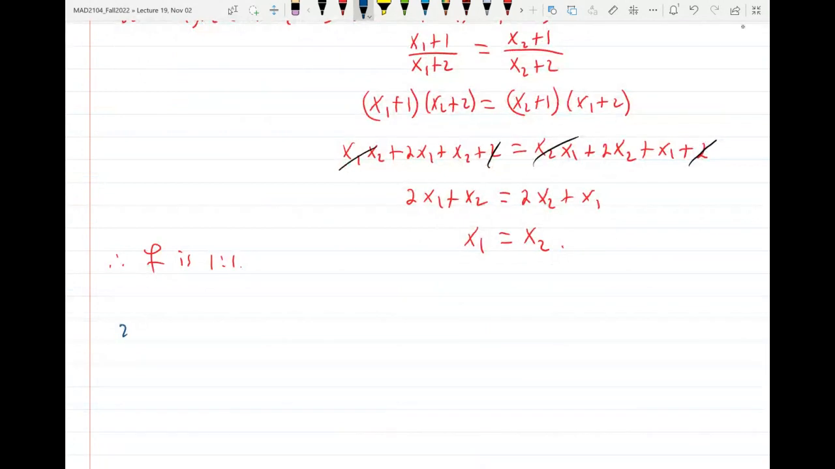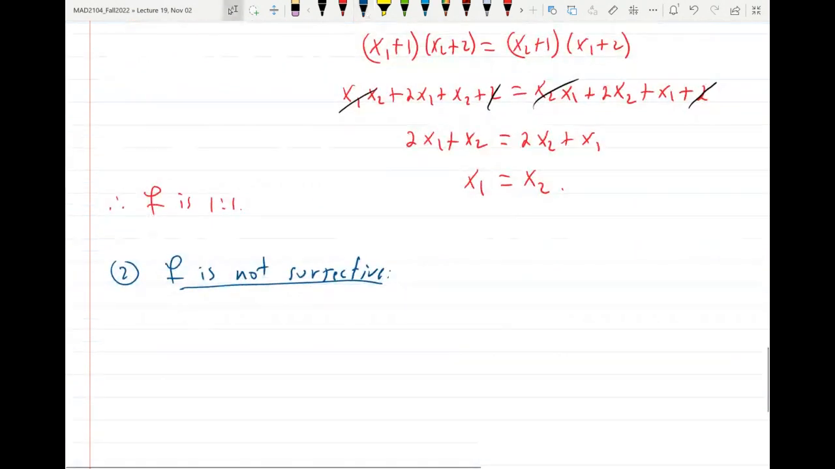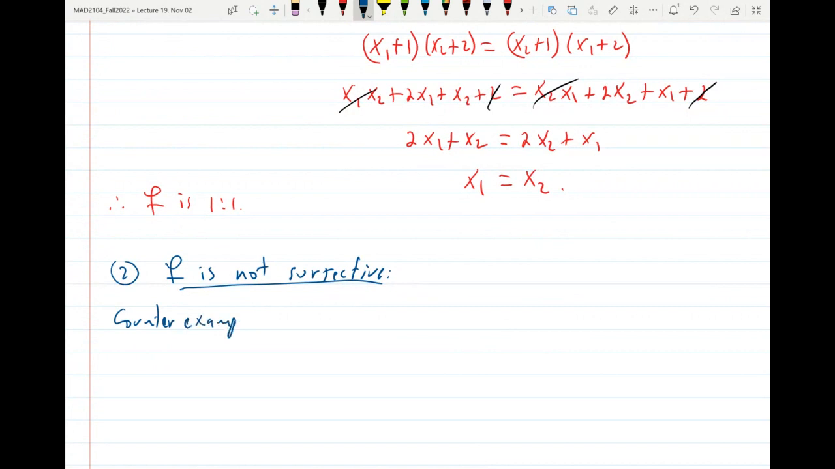Now for the second claim, F is not surjective, meaning that it's not onto. Then we're going to provide a counterexample. And the counterexample is that for y equals 2, there is no x such that f of x equals 2.